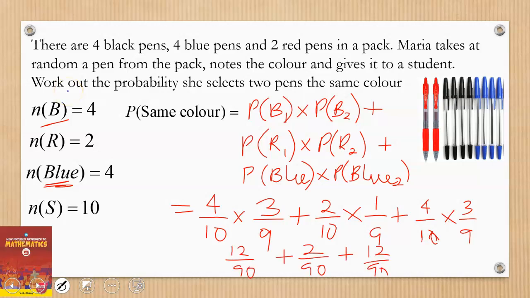The simple calculation will give us 12/90 plus 2/90 plus 12/90 again. Now we are going to add all the numerators together because they are of the same denominator. So 12 plus 12 is 24 plus 2, 26. So we have 26 divided by 90, which can be reduced to the lowest form as 13/45, and that becomes the answer, right?